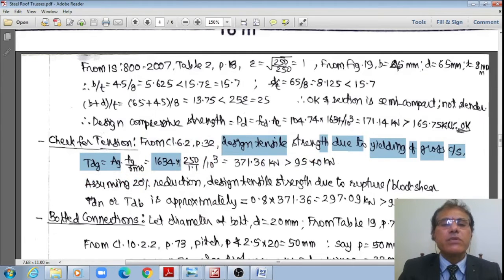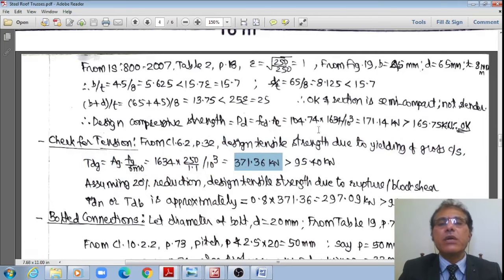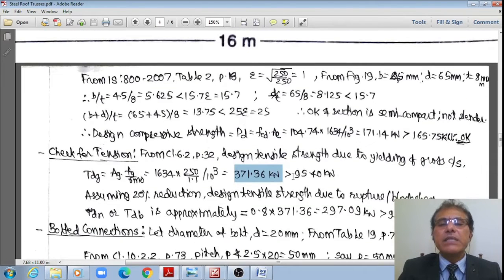I'm substituting the numeric value 1634. fy is 250 divided by 1.1 divided by 10 to the power 3 to convert in terms of kilonewton. It works out, say, 371.36 kilonewton. However, it is just subjected to a tensile force of 95.4 kilonewton only, right?